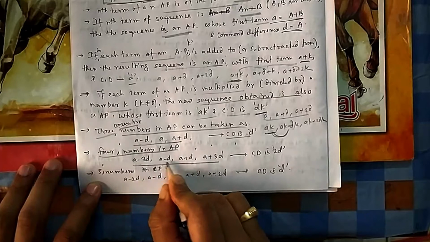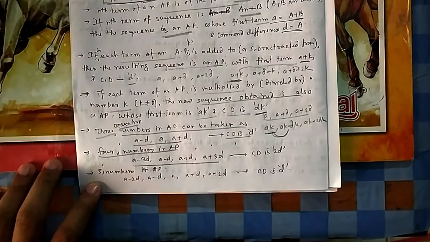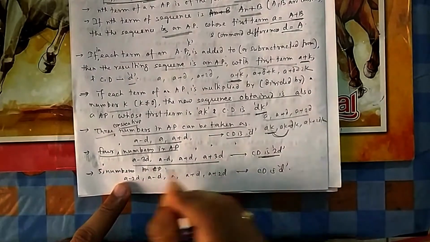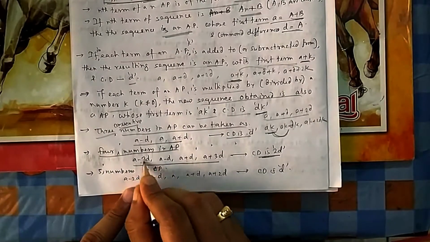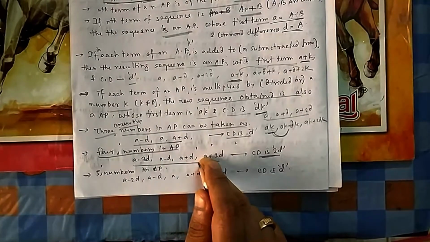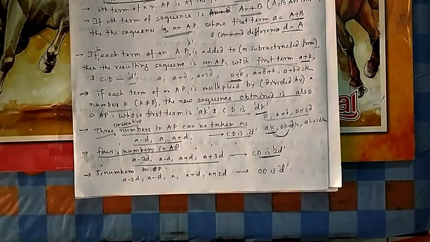Now if you want to take 4 numbers, you can take them in this way: A minus 3D, A minus D, A plus D, A plus 3D. The idea is if you add all this, D should get cancelled, so that life becomes easier for us. But here the common difference is not D. You can see the common difference between these terms is 2D. So you have to be careful. If you are selecting this one, then your CD is not simply D. CD will be equal to 2D.